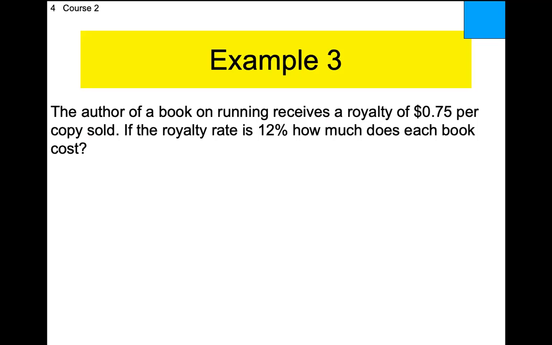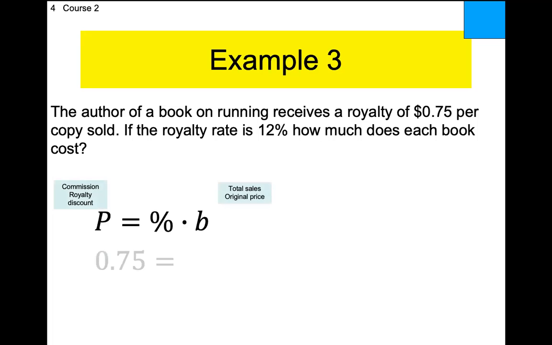Okay. So, author of a book on running receives a royalty of 75 cents per copy sold of the book. If the royalty rate is 12%, how much does each book cost? There's our formula. P stands for what? In general terms, P stands for commission, royalty, or discount. What is the royalty here? 75 cents. So 0.75, don't screw that up. It's got to be 0.75.